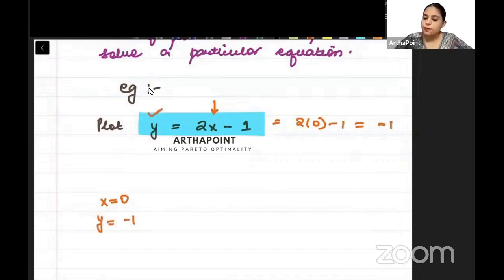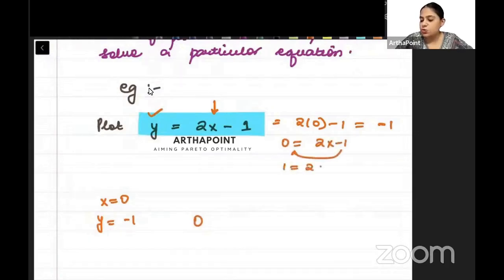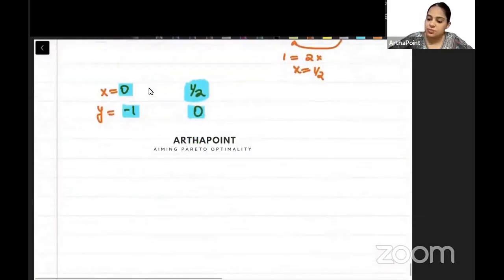Let's put y as 0. So if I put y as 0, what will I get? 0 is equal to 2x minus 1. I can take 1 on the other side. 1 is equal to 2x. X will be half. So I have got two important points, that when x is 0, y is minus 1. When y is 0, x is half. Okay, let's start plotting beta.